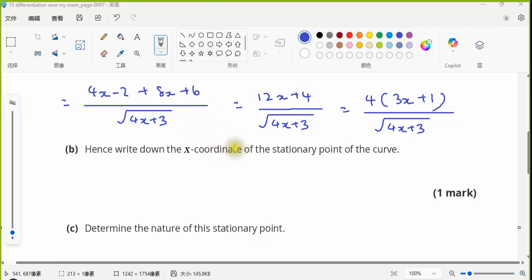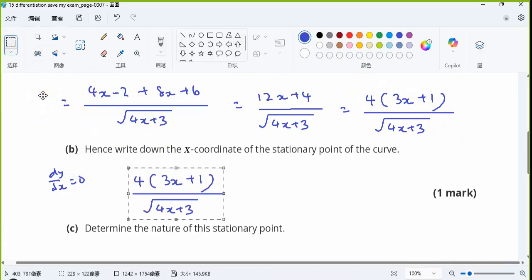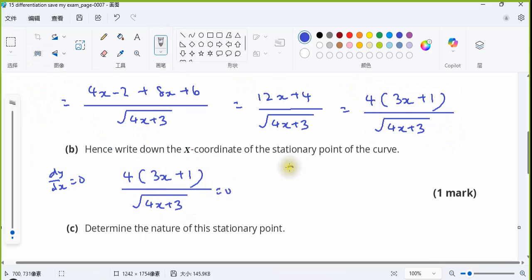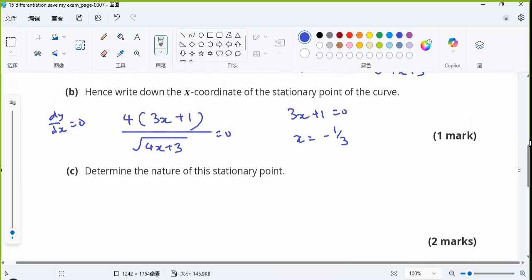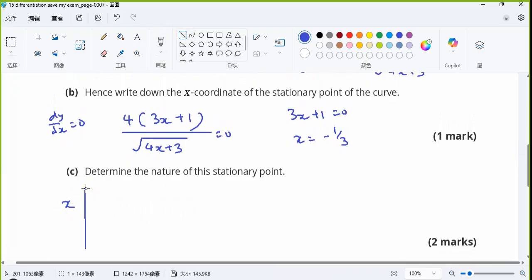B, write the x coordinate for the stationary point. So we have dy/dx equal to 0. So we will have this one equal to 0. Then we have 3x plus 1 equal to 0, x equal to negative 1 over 3. And we need to determine the nature of the stationary point. So we have the value of x, negative 1 over 3.